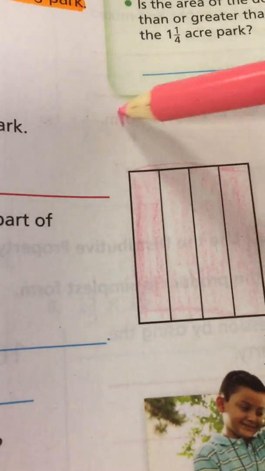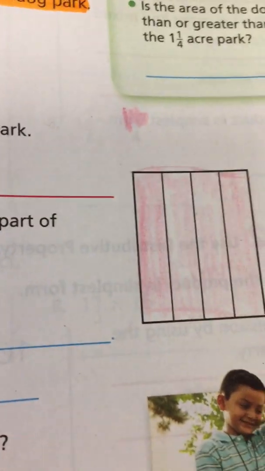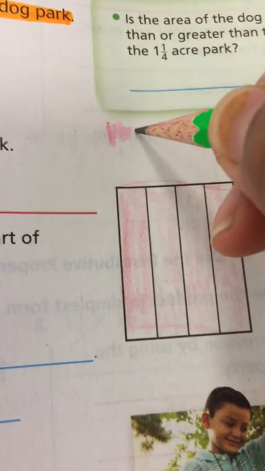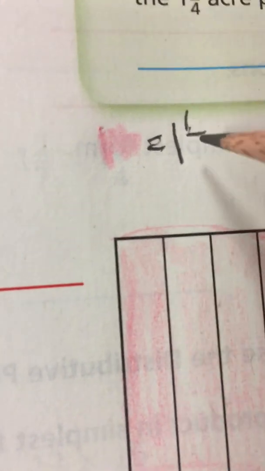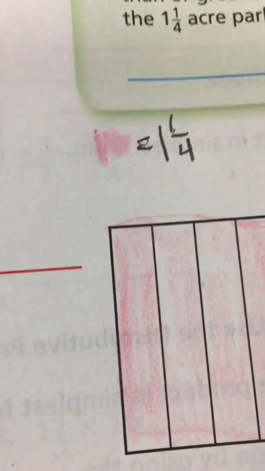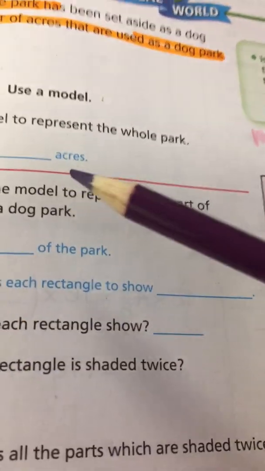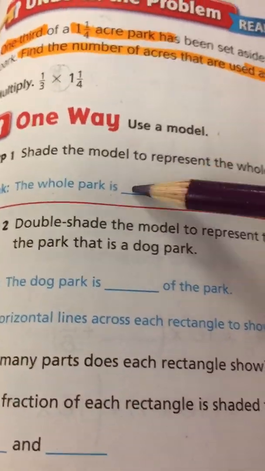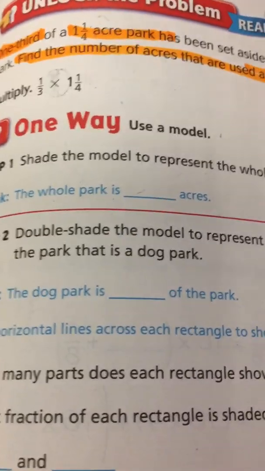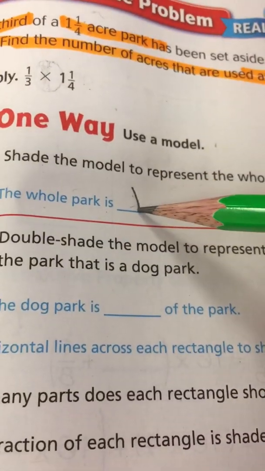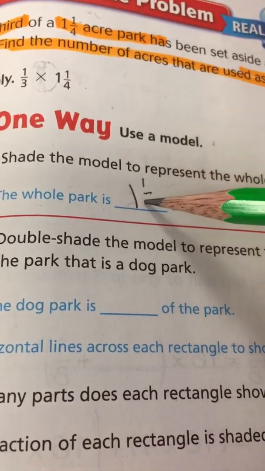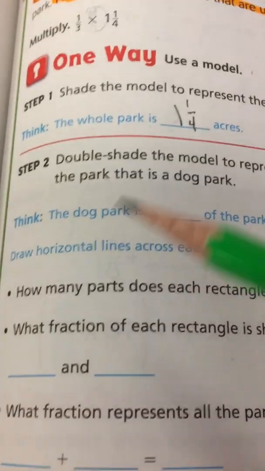So I'm going to write that here. Pink, the light pink, is 1 1/4. This is how big the park is. Now you can take a darkish color. I got a plum purple. How the whole park is 1 1/4 acres. Okay. Step number 2.